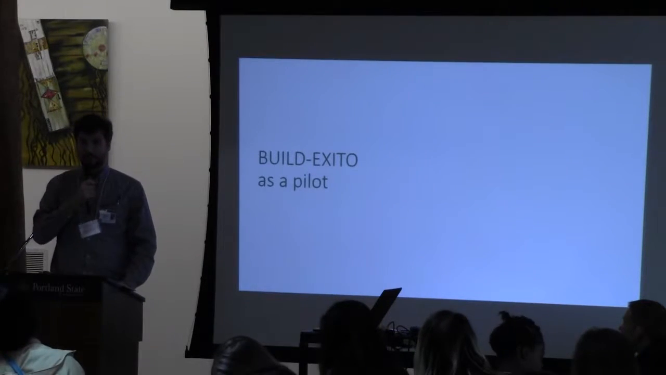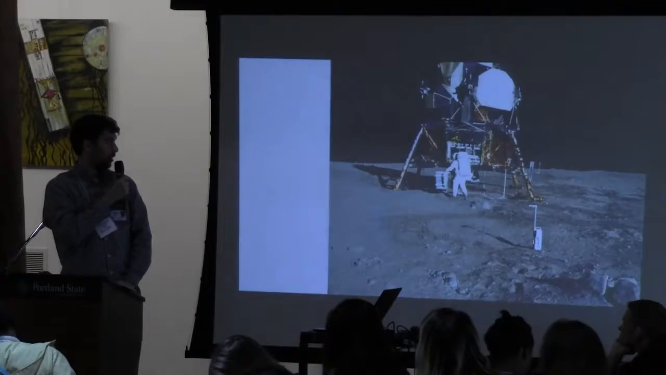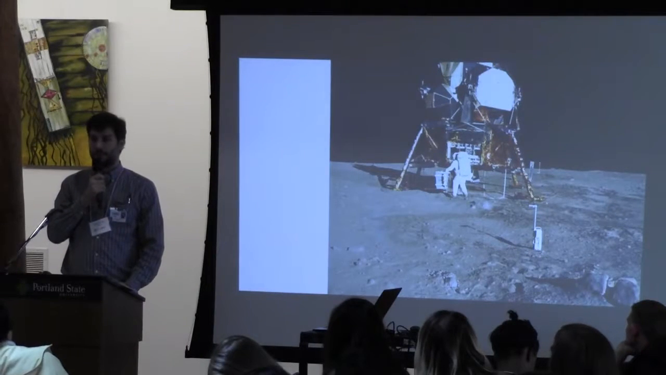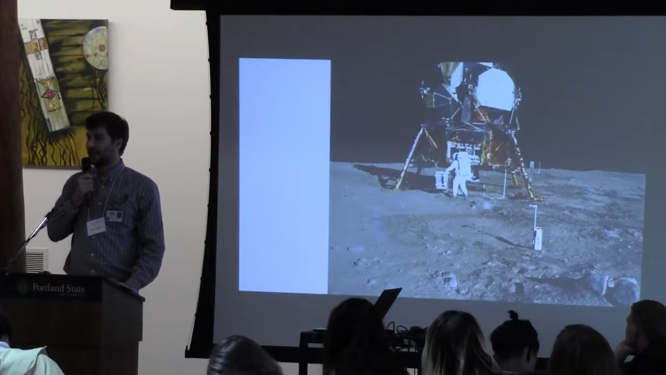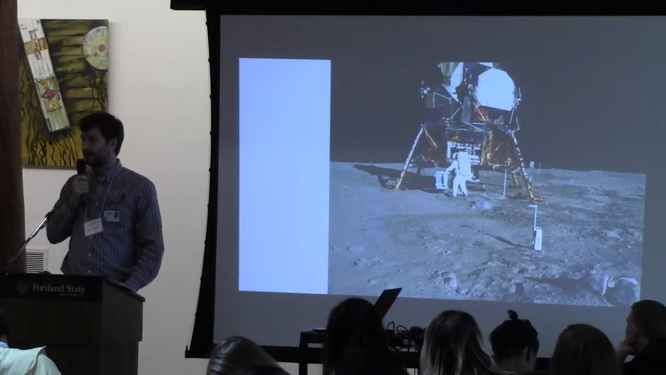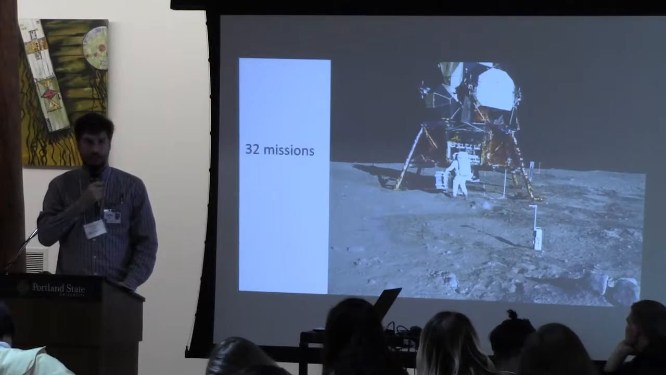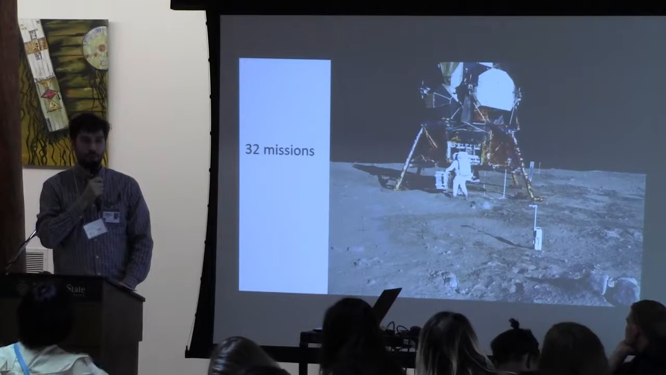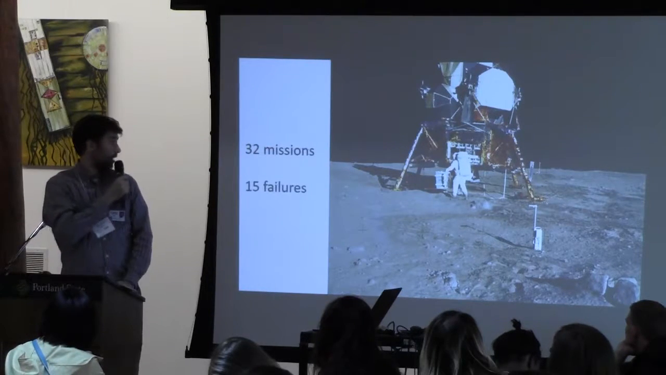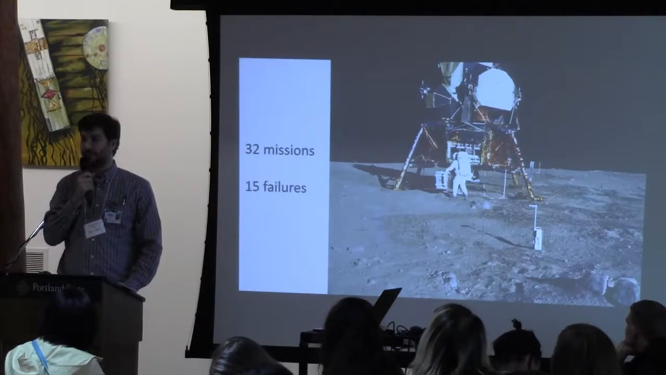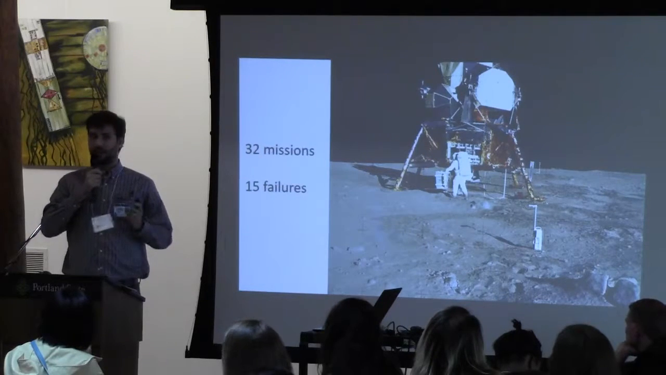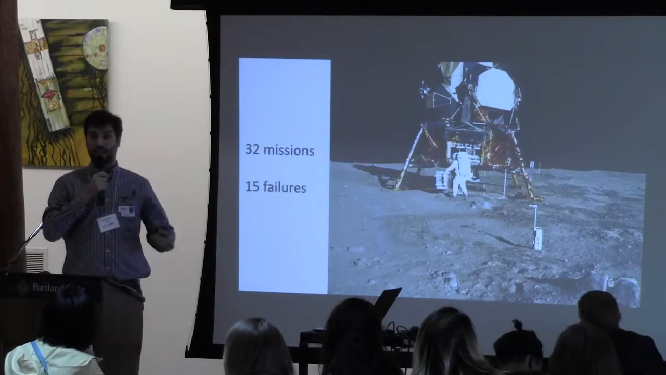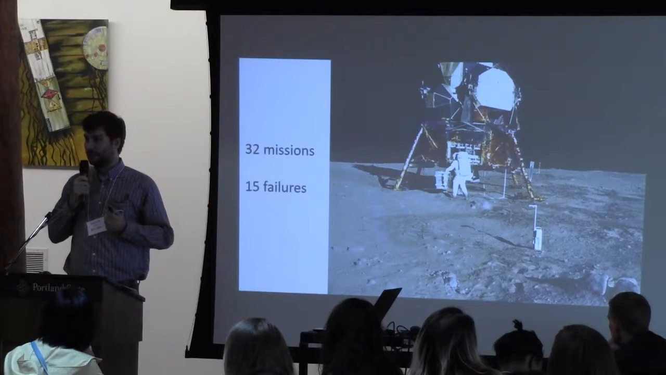My best example I could find in the time frame that I had was putting a man on the moon. Like, it didn't happen the first time. And some very unofficial Wikipedia research, before we got to the moon, we had 32 missions. And NASA declared 15 of them failures. But you think about it, then they went to the moon again, and again, and again, and they kept on learning these things.